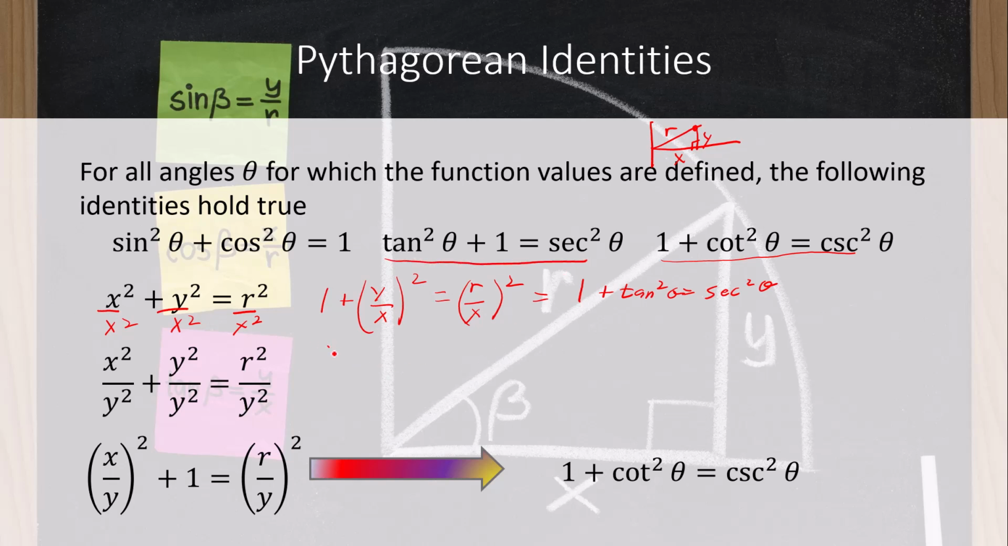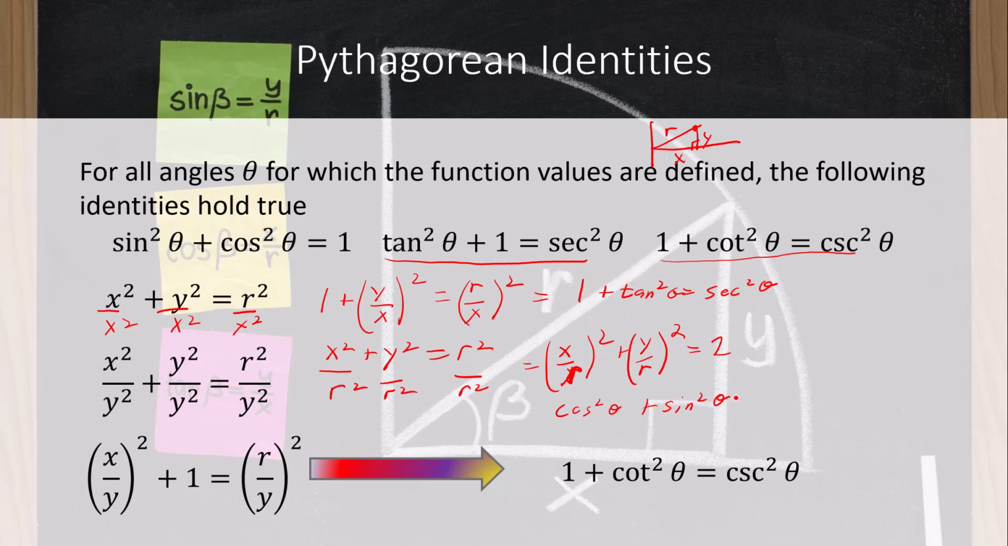And then finally, I can take x squared plus y squared is equal to r squared, divide everything by r squared, and that gives me x over r squared plus y over r squared is equal to 1, or cosine squared plus sine squared is equal to 1, which of course gives us this trig identity right here, which is the one that's probably used the absolute most.